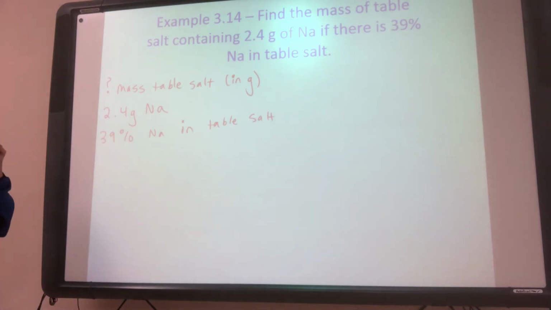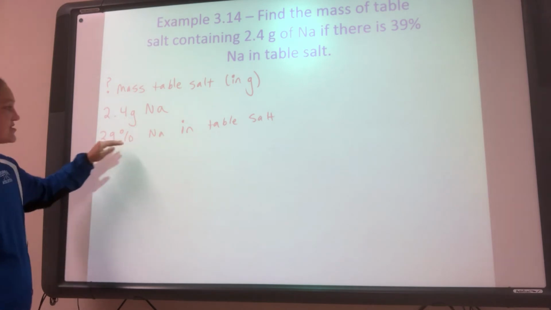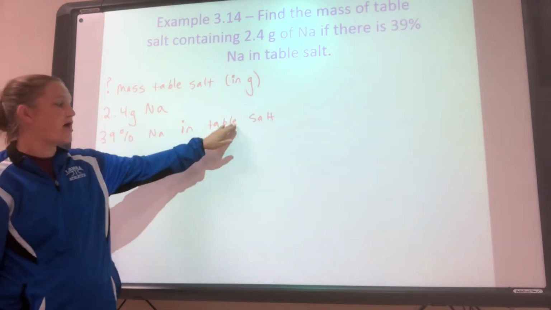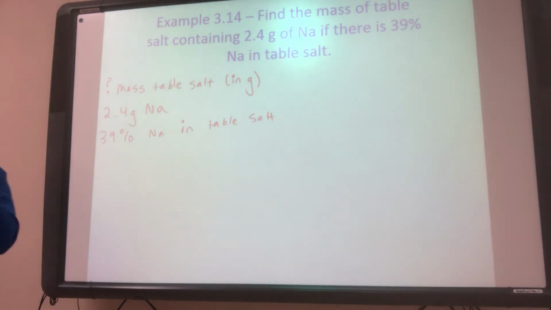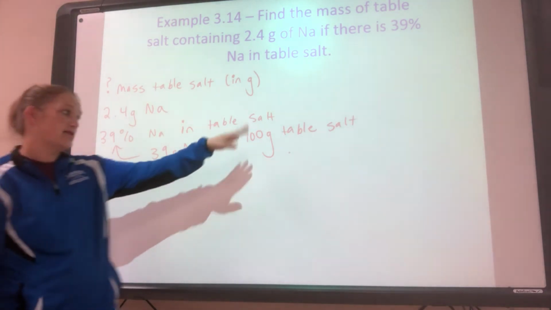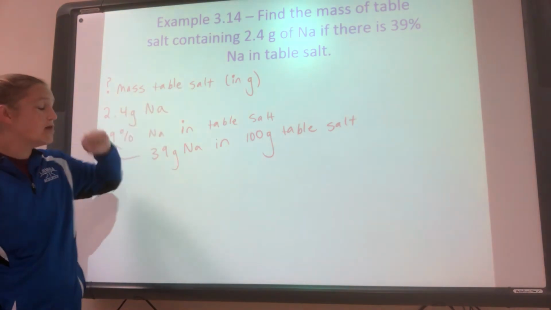All right. So what this is saying is this is the percentage of the element in the compound. So what I want you to do is rewrite this as 39 grams of the element in 100 grams of your table salt. Yet again, you don't have to know what table salt is. You just have to know that sodium is in it, and it tells you that in the problem.